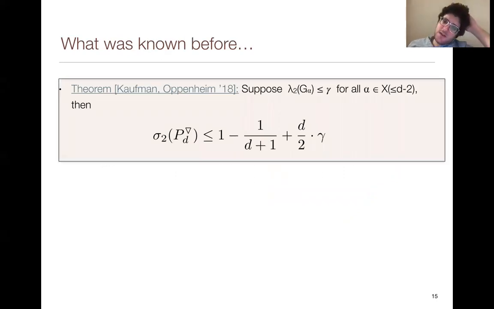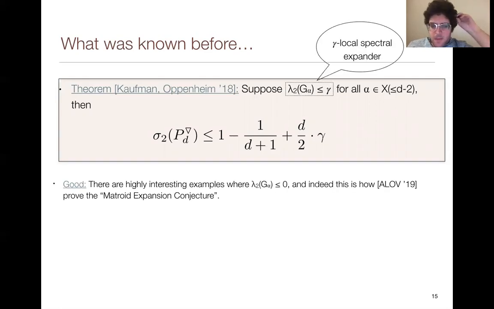What was known before is this theorem of Kaufman and Oppenheim that assumed a bound on the second eigenvalue of these local matrices, and based on that bounded the second singular value. This was a very useful result in the sense that this was how the matroid expansion conjecture was resolved. And this was a long-standing open problem in the area of Markov chains. So, this is a very good result in that sense.